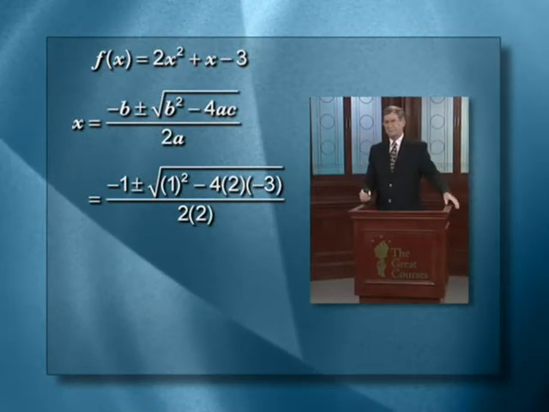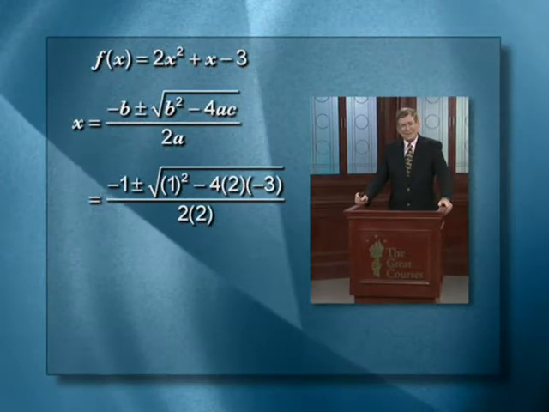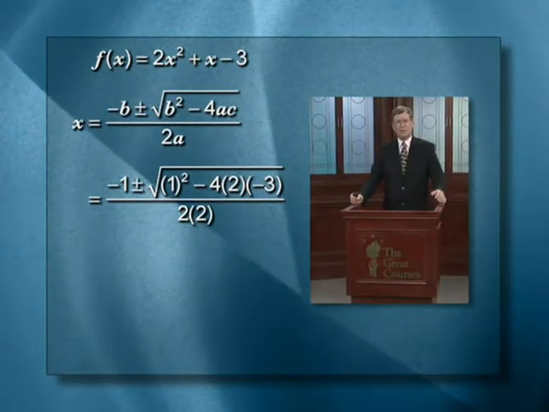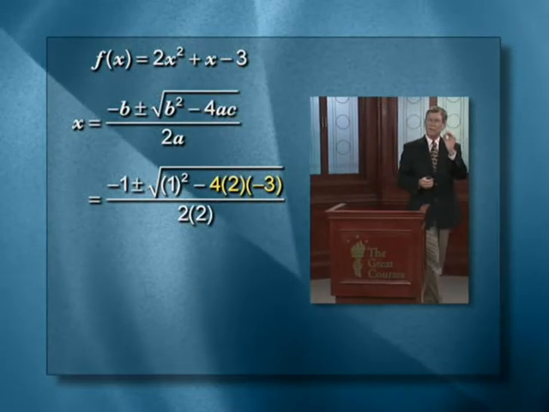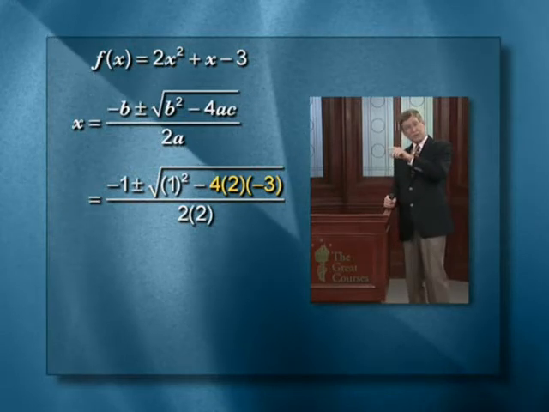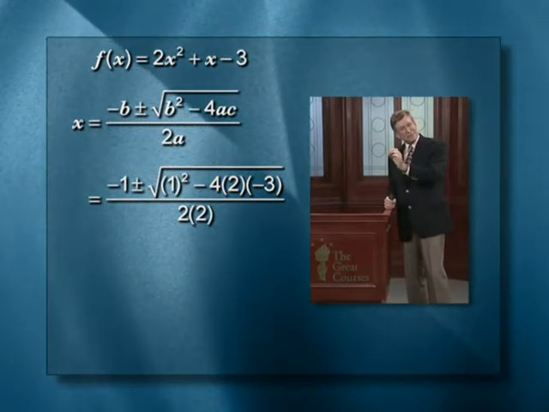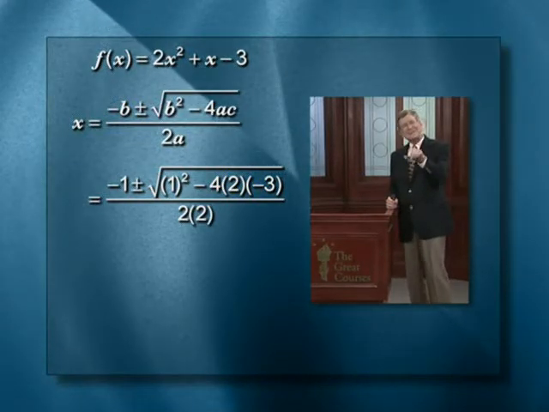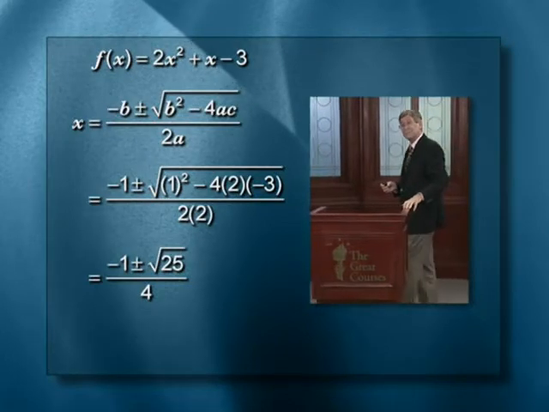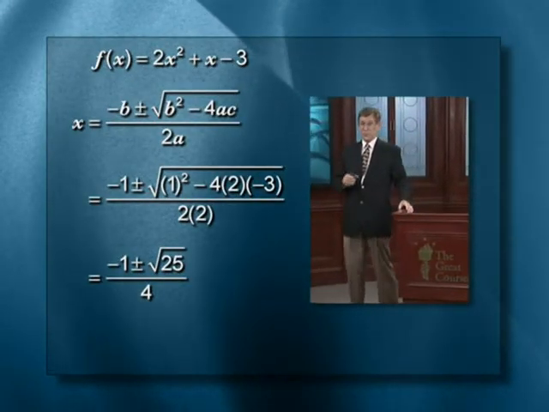Now let's simplify. Minus 1 plus or minus, and what's happening inside that radical? Well, things are pretty nice. I rigged this problem to come out fairly nice. It's 4 times 2 times minus 3, that's minus 24, but it's minus that quantity, so it's really plus 24 plus 1. So inside the radical, it compactifies to 25. Nice. And then the denominator becomes 4, 2 times 2.